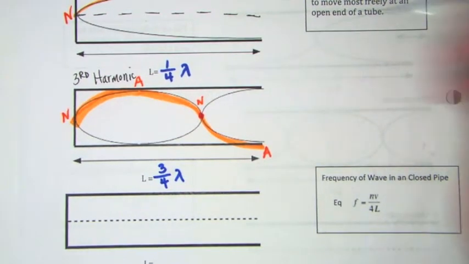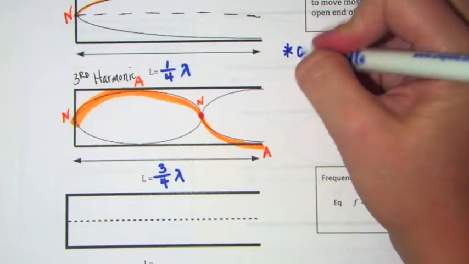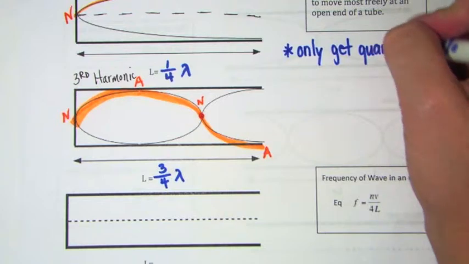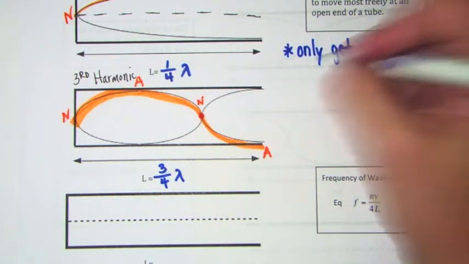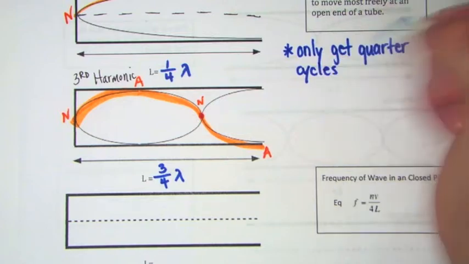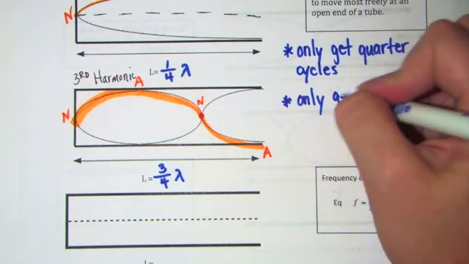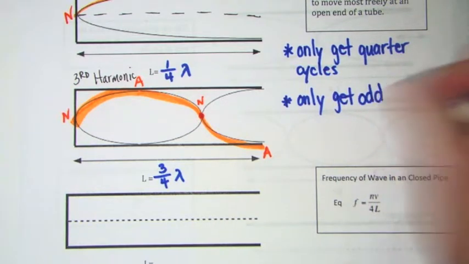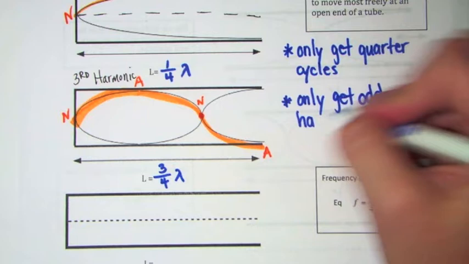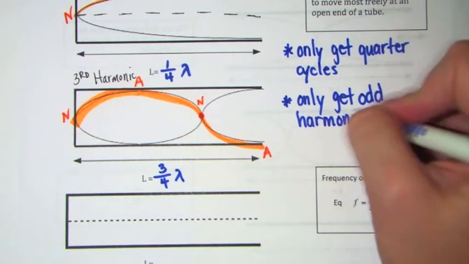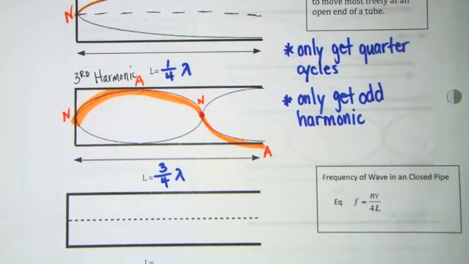So, some things that we need to remember. We only get quarter waves or cycles. We only get the odd harmonics. What do you mean by odd? 1, 3, 5, 7. That means n will only be 1, 3, 5, 7, 9. Okay? Whenever you're using these two equations.